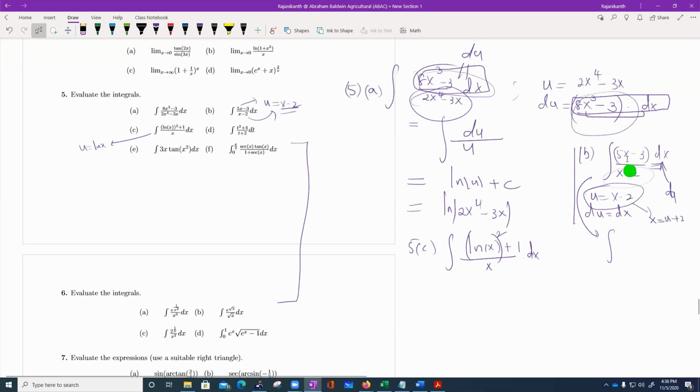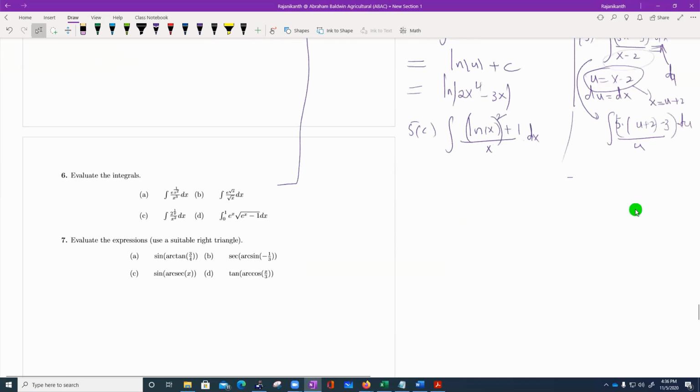Now replace this x by u plus 2 there. So 5 times x is now u plus 2. Then I'm subtracting 3. This is all multiplying with dx. My dx is now du, over x minus 2 is my u.